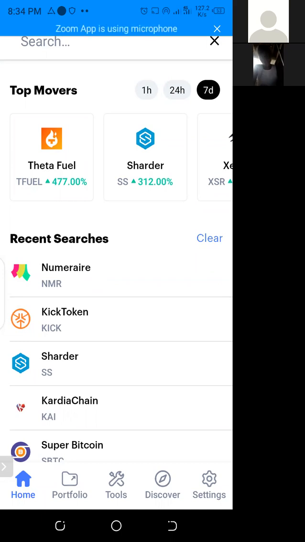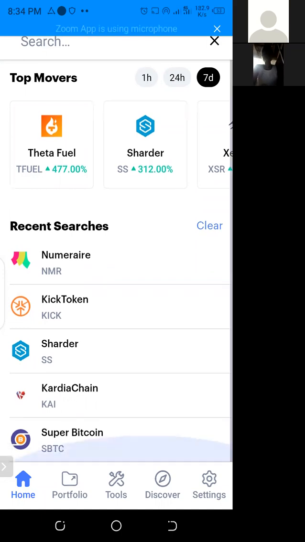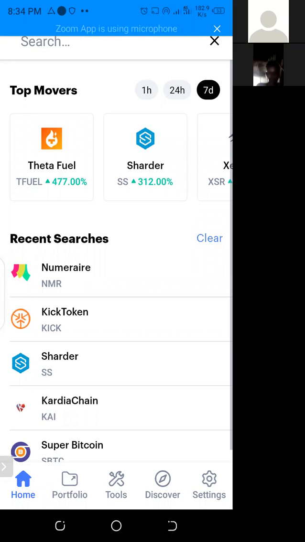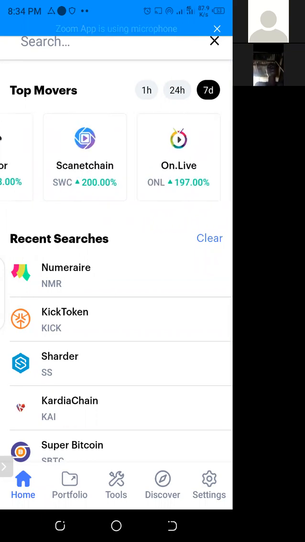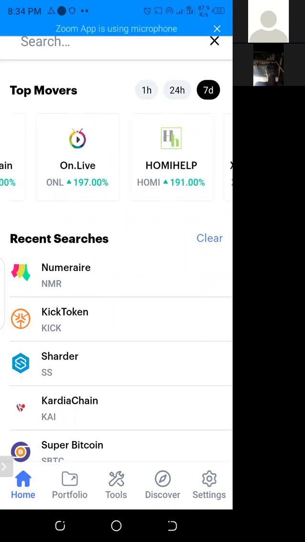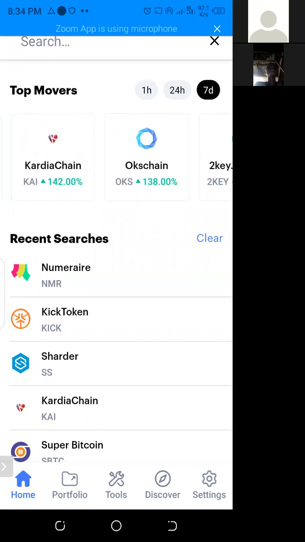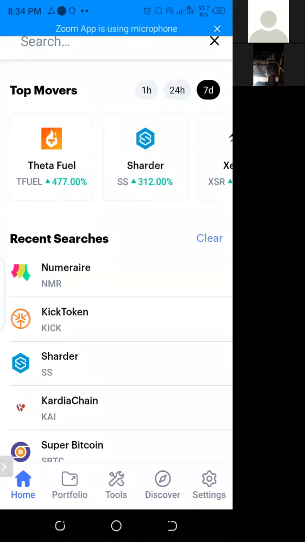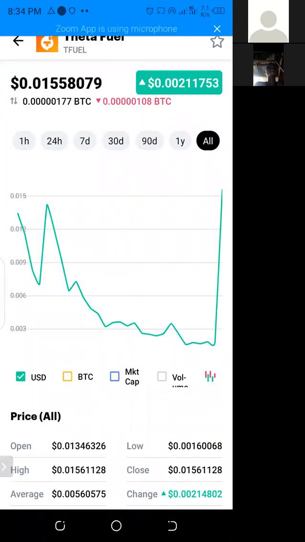Okay. Now, let me show you some coins. These are different coins that have been shooting up. Let's look at this Theta Fuel. As you can see, it has done like 477% profit. Okay. This coin is on Binance. If you can get it, I will advise you to get it. This coin is going to shoot up.